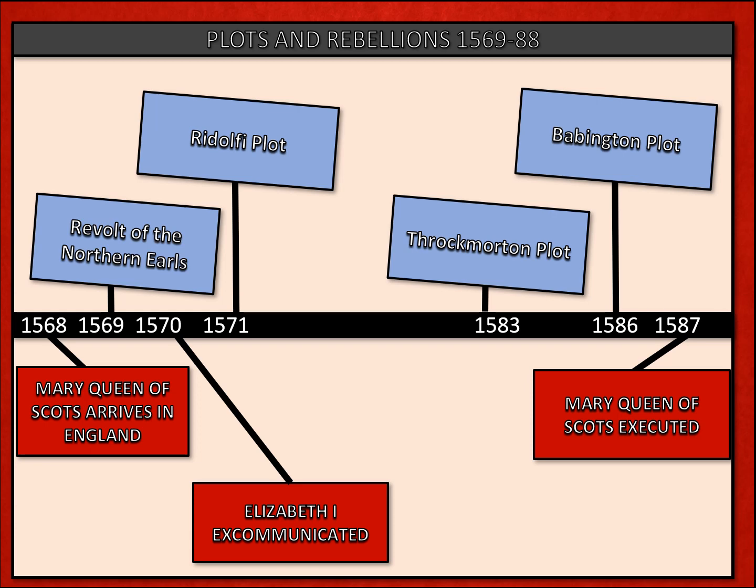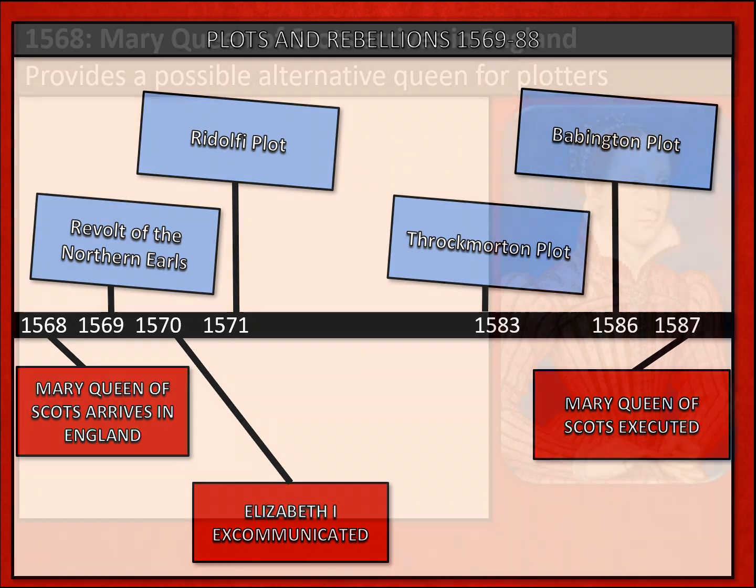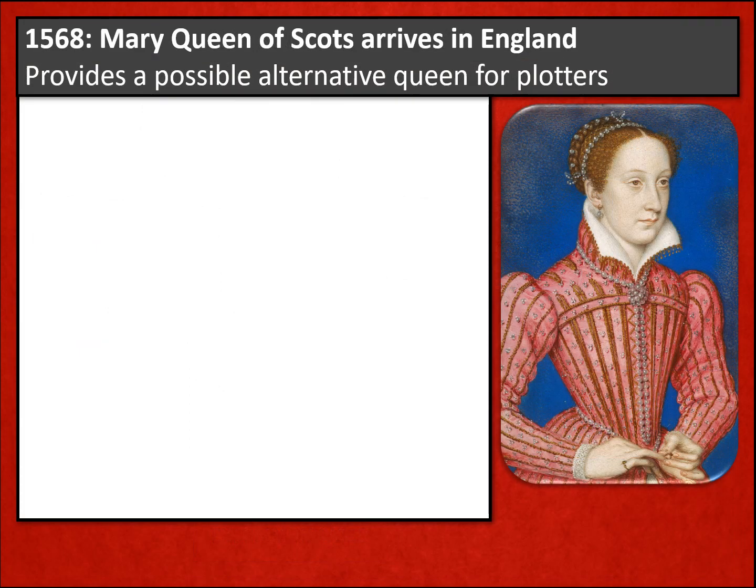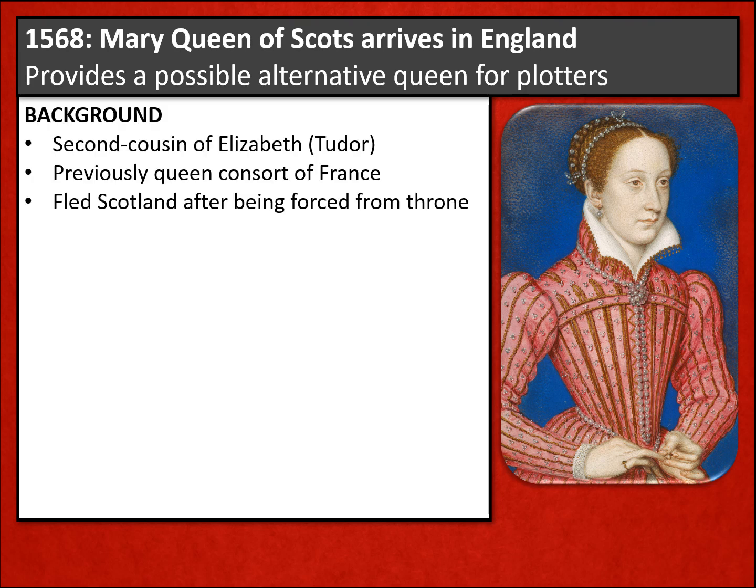We're just firstly going to have a look at the background to Mary Queen of Scots, because she's so important in this period of Elizabeth's reign. So Mary's importance comes from the fact that she provides a possible alternative queen for plotters. Now she's a relation of Elizabeth, she is in the family tree, and her background is really complicated, but she had previously been, when she was much younger, a Queen of France.